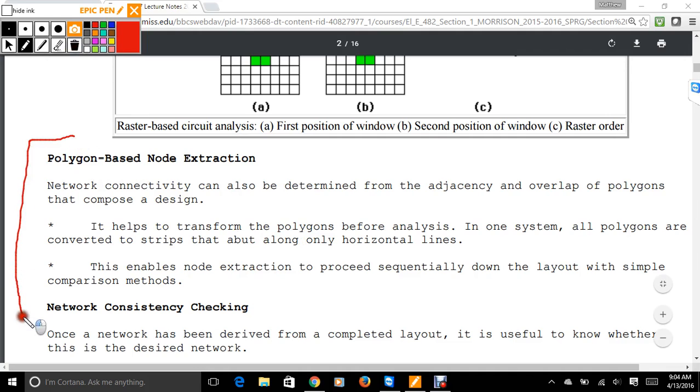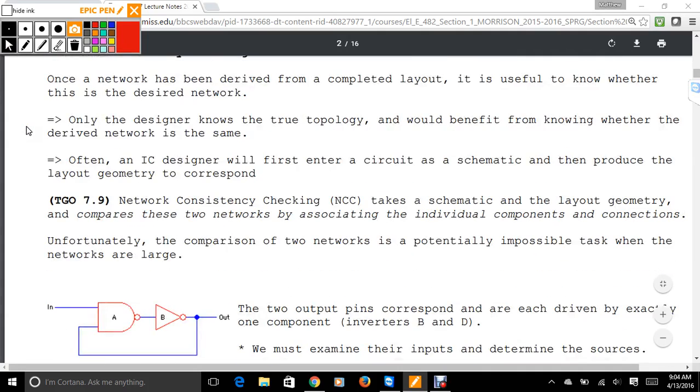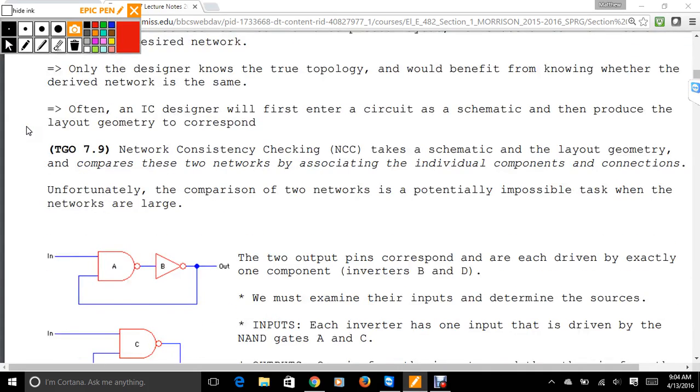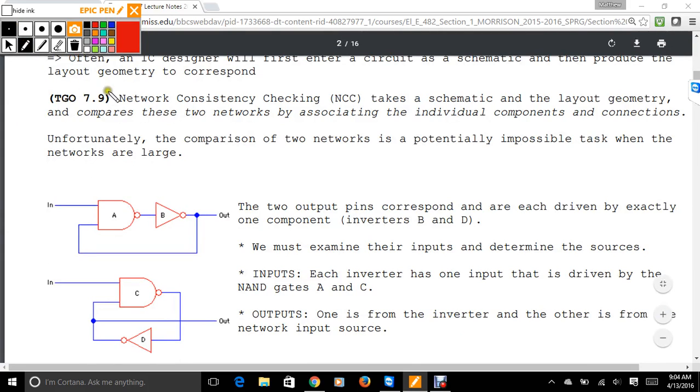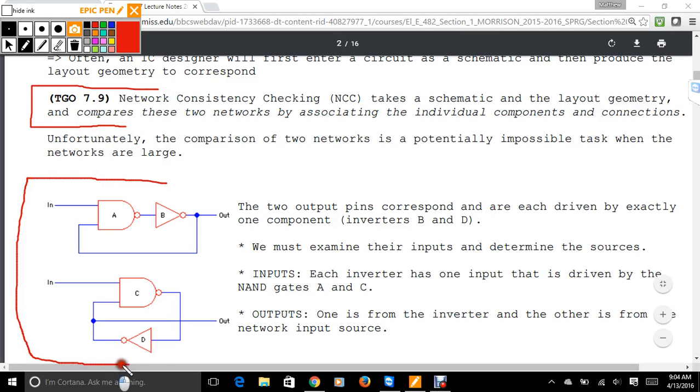So the whole goal of these polygon and raster-based extractions is to try to reduce the time it takes to convert your circuit to test it. So there's design automation of rule checking. You want it done as rapidly as possible, especially when you get millions and millions of transistors. These kinds of challenges become important. So we had this network consistency checking, where basically you're comparing the two networks of associated individual components, and we gave an example of where NCC comes into play.